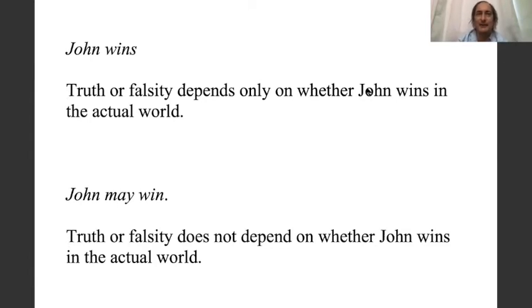Sentences like John may win. The truth or falsity of this sentence does not depend on whether John wins in the actual world. To say, for example, that John may win tomorrow's match, it doesn't matter whether he does win or he doesn't. It just matters that there's a possibility of his winning. So we're going to be looking at these so-called modal sentences that depend on possibilities rather than actual facts.